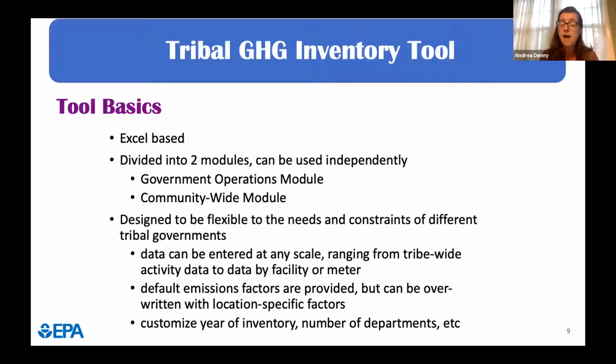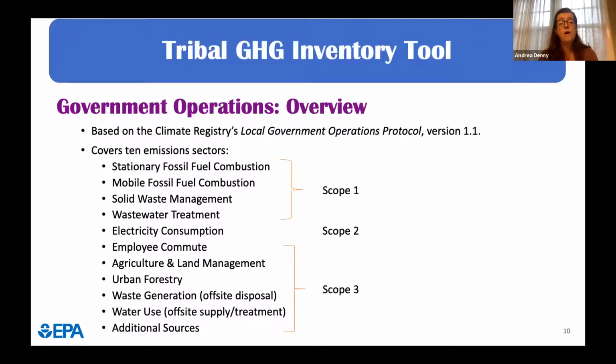We do provide a lot of default emissions factors, but those can be overwritten if you have location-specific emissions factors. This might be for something like electricity, if you have a local provider who's giving you more specific numbers. You can also customize the year, how you set it up, the number of departments you have. All of that is customizable. We wanted this to be something that really would meet different people's specific needs, because every government across the US is different.